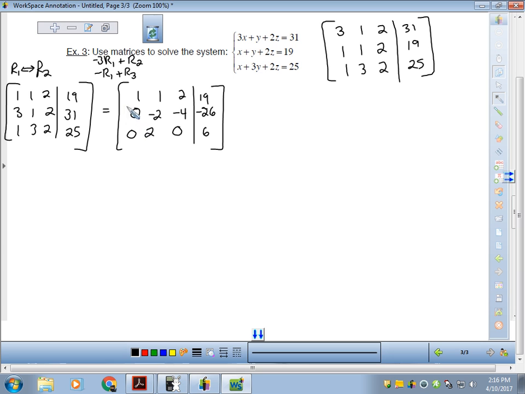Okay. Now that I have a 1 and I have zeros underneath, the next thing is to get a 1 in this spot. To do that, I'm just going to take row 2 and I'm going to divide it by negative 2.